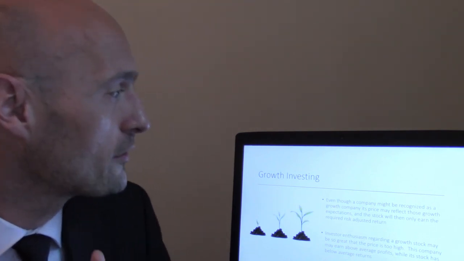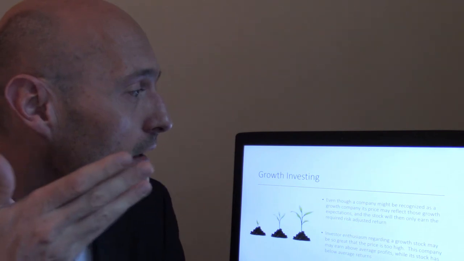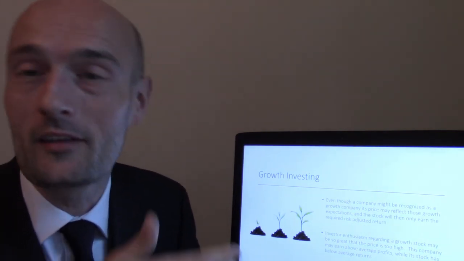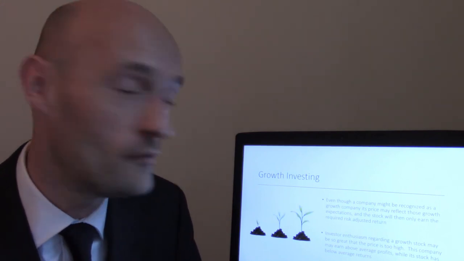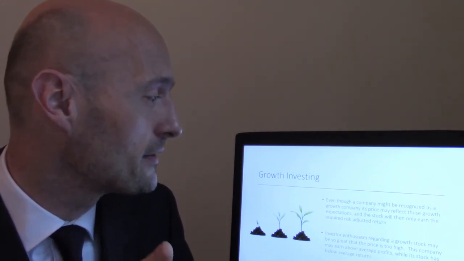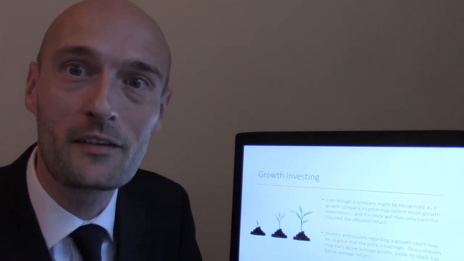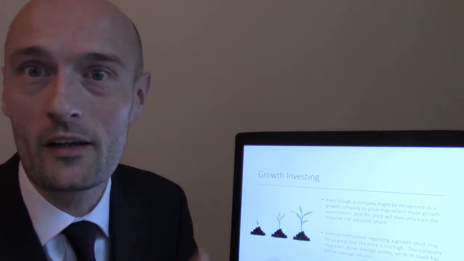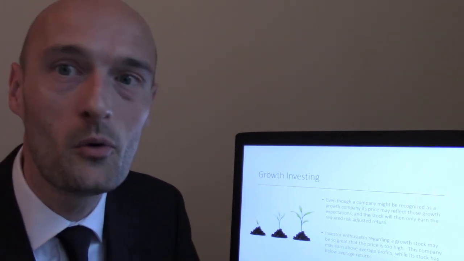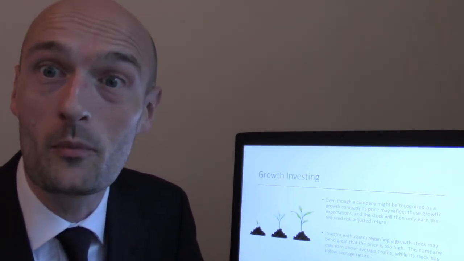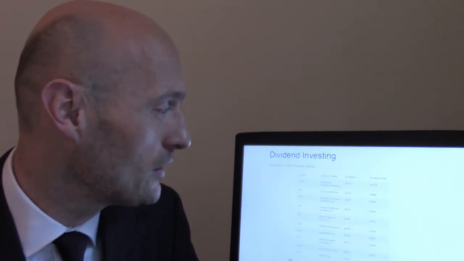So a growth investor, even though a company might be recognized as a growth company, its price might already reflect that, right? So price is still going to play into whether it's a growth or a value company. And so even if it has high growth, if it's so expensive that the price reflects those high growth rates, maybe it's not that great an investment. And so you still always probably have to take some sort of valuation metrics into account, even with that focus.